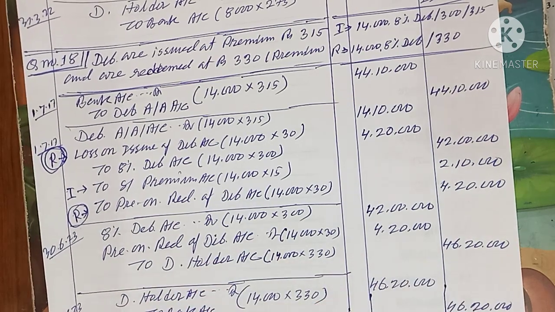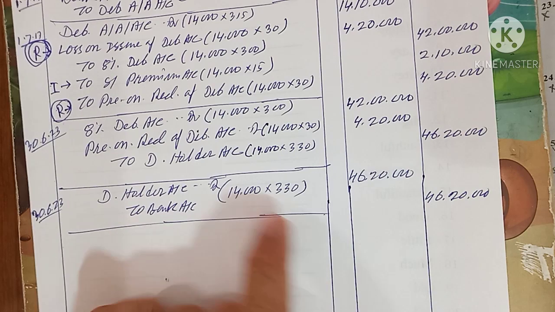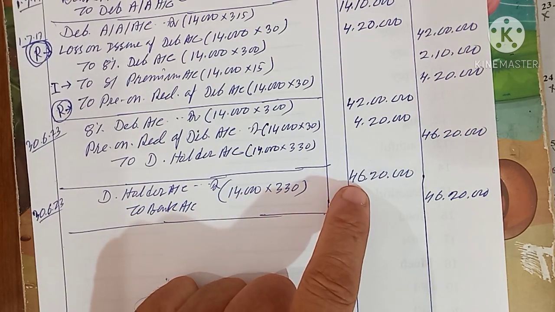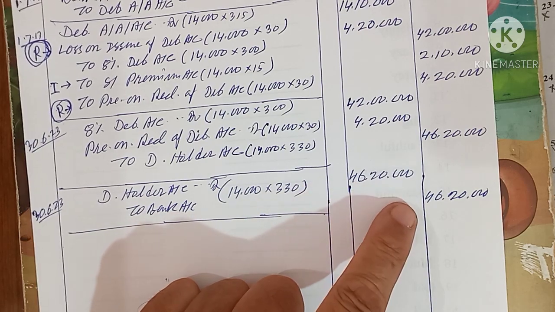Next, debenture holder account debit to bank. Debenture holder account debit to bank, that is 14,000 into 330, that is 46 lakh 20,000.